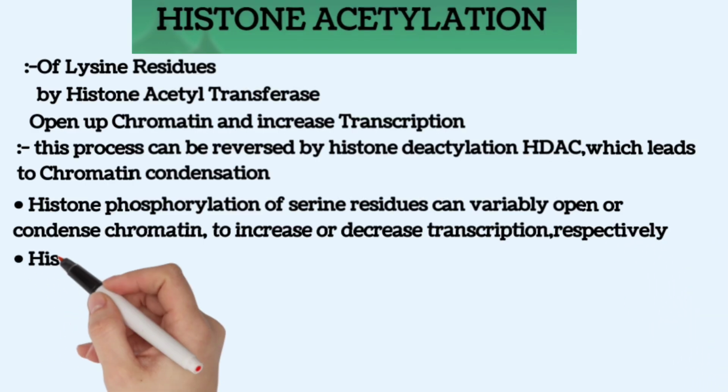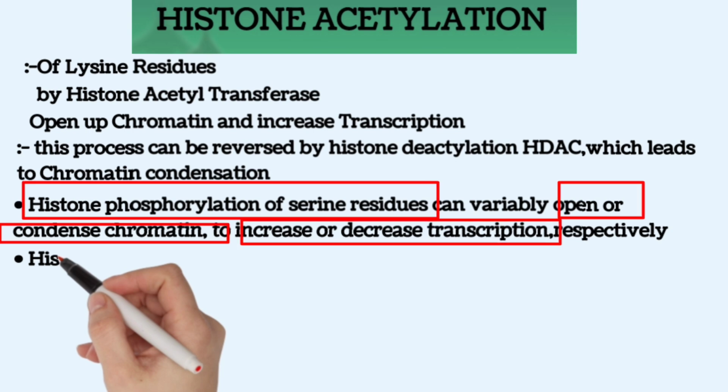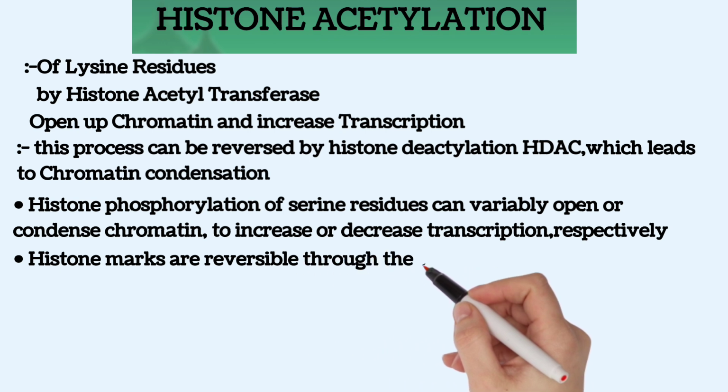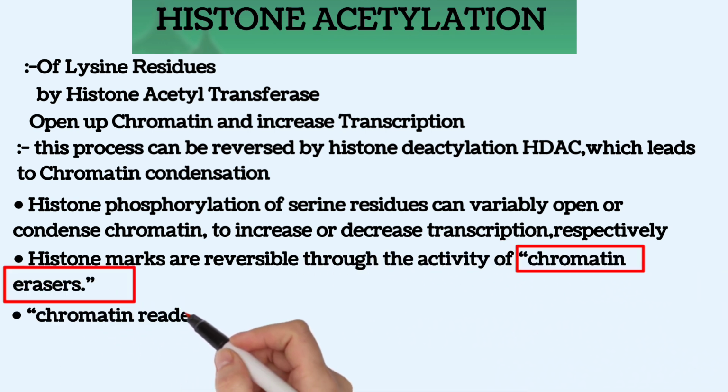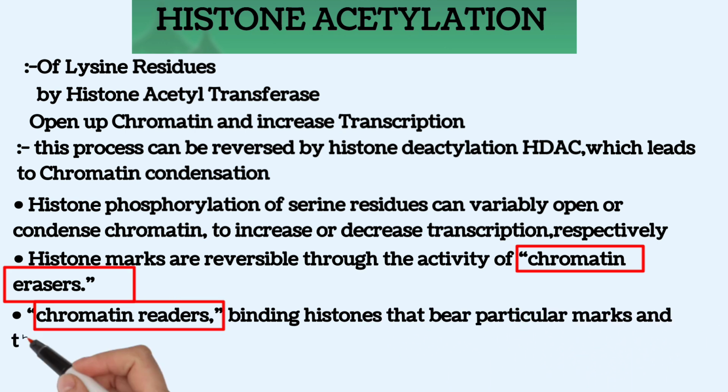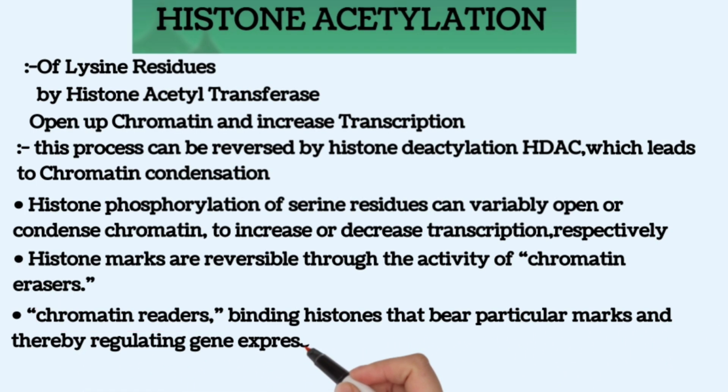Now histone phosphorylation has an interesting concept. Till now we studied histone methylation and histone acetylation, which have antagonistic functions, but histone phosphorylation of serine residues can variably open up or condense the chromatin to increase or decrease the transcription respectively. So histone phosphorylation of serine residues has both functions. The function of these histone marks is reversible through the activity of chromatin erasers. And lastly, chromatin readers bind histones that bear particular marks and thereby regulate the gene expression.